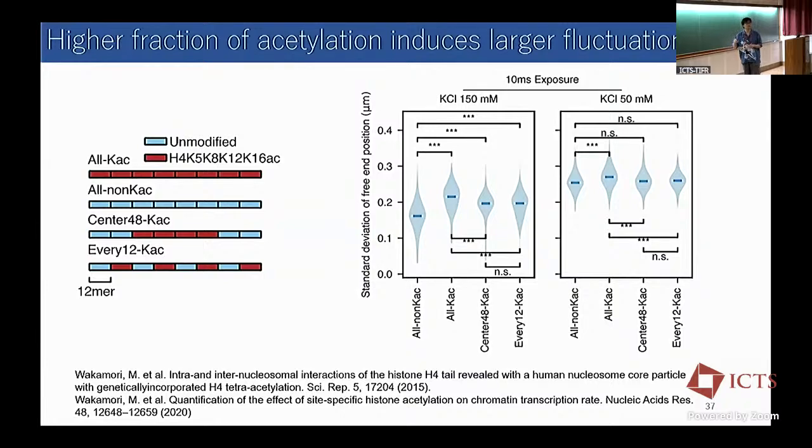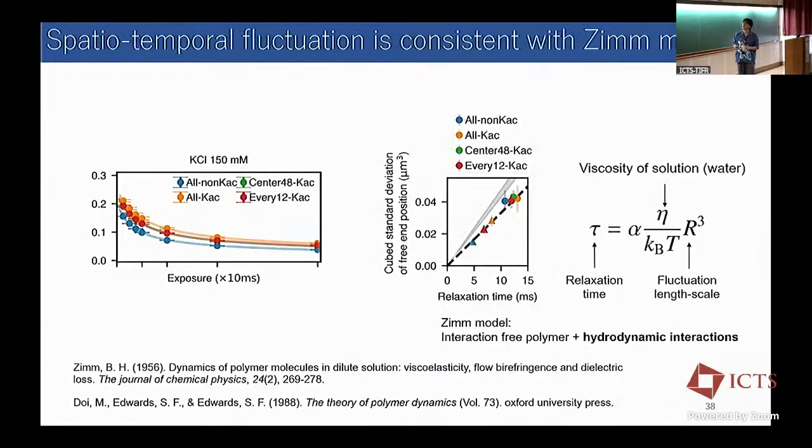You can also measure the dynamics from this movie. If you compare the dynamical time scale of that fluctuation with the size scale of that fluctuation, then you can compare that with the polymer physics prediction. One model that we found fits best is the so-called Zimm model, which thinks of an interaction-free polymer but adds on hydrodynamic interactions. This specific model predicts that the relaxation timescale and the fluctuation length scale would have a cube relation.